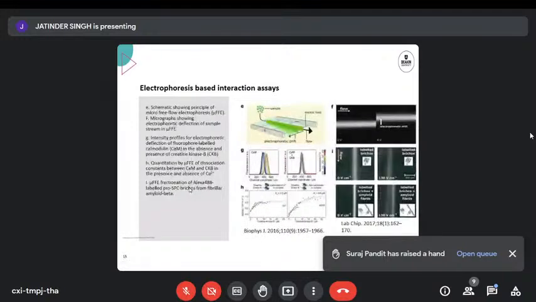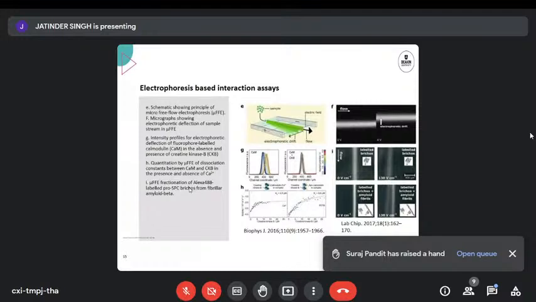We can also look at these interactions using free flow electrophoresis. So rather than looking at it statically, where we inject a single zone and we measure at the detector how one or two peaks, depending on how many of them we label, are coming out, you can also look at it in a free flow format, where you look at the amount of drift that the analyte plug has.